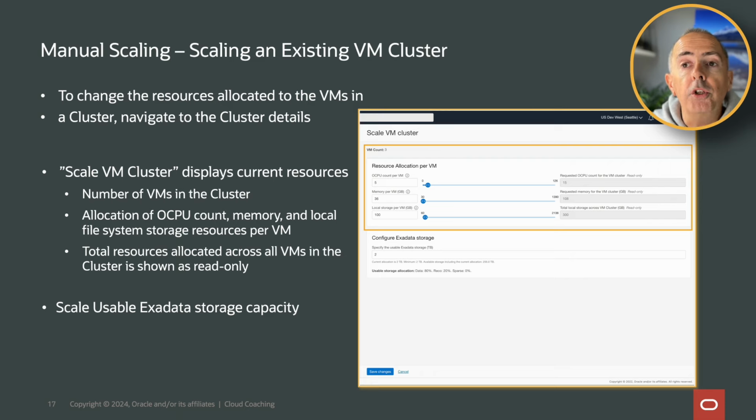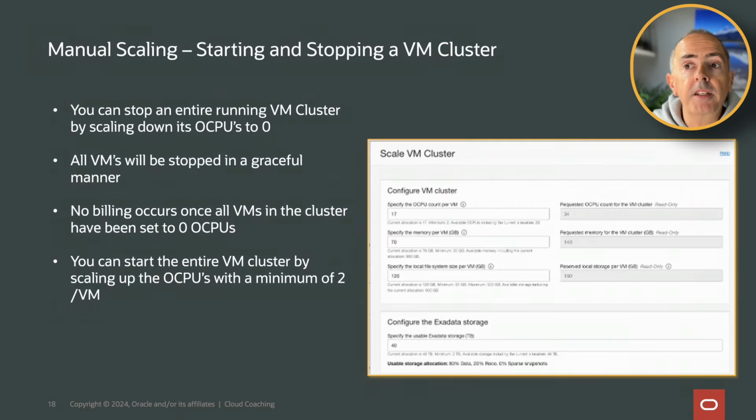From here, you can stop a running VM cluster by scaling it down to 0. When you do that, the VMs will be stopped in a graceful manner and the billing will also stop. At any time, you can just restart it by setting the OCPUs to a minimum of 2 per VM. Now, you may want to create some VM clusters for future use that you're not actually using at the moment. So this is an ideal scenario where you might want to do that.